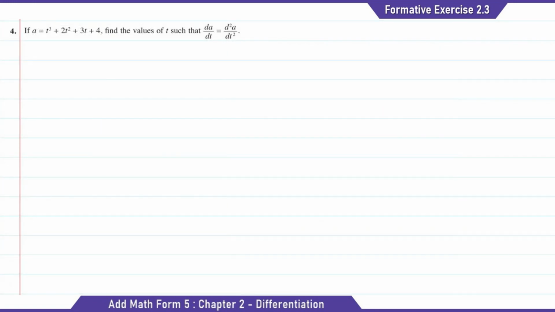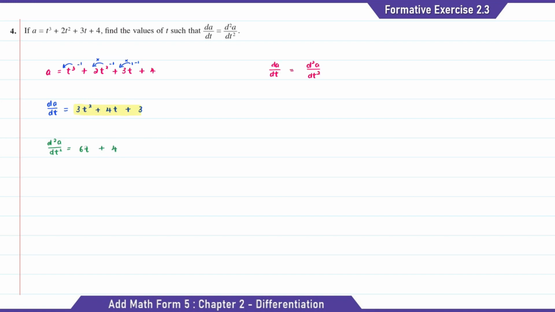Question number 4. If a is equal to t cubed plus 2t squared plus 3t plus 4, find the value of t such that the first and the second derivative are equal to each other. The first derivative will be 3t squared plus 4t plus 3. As for the second derivative, it will be 6t plus 4.